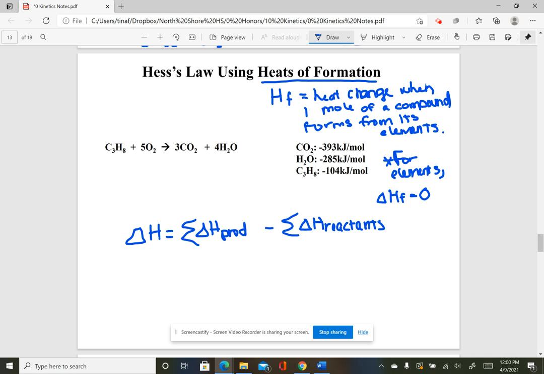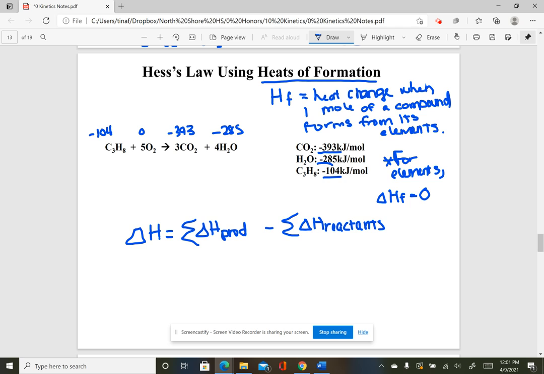Okay. So sometimes it's kind of easier to label everything you have. So I'm going to go ahead and start labeling. Negative 393 is this carbon dioxide. Negative 285 is my water. Negative 104 is my propane. Oxygen is an element. Even though it's diatomic, it's still an element. So that heat of formation is going to be 0.